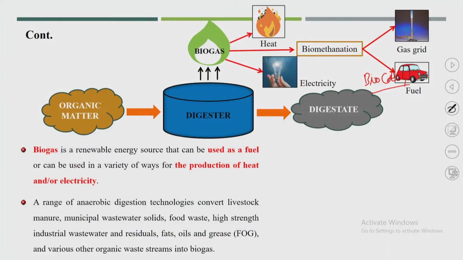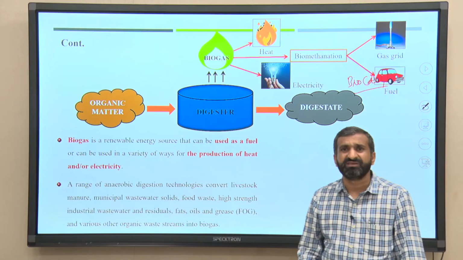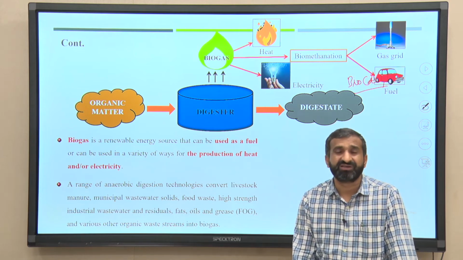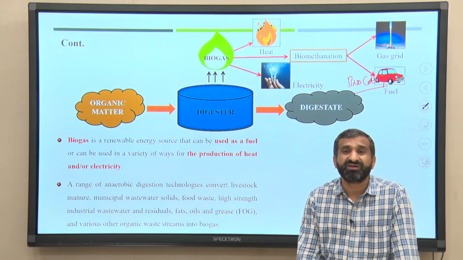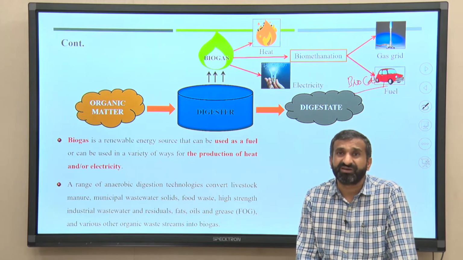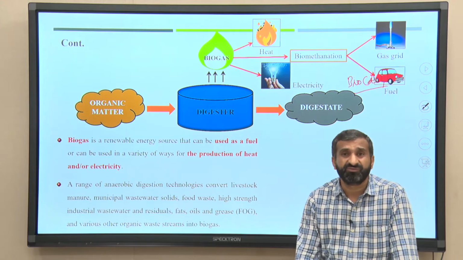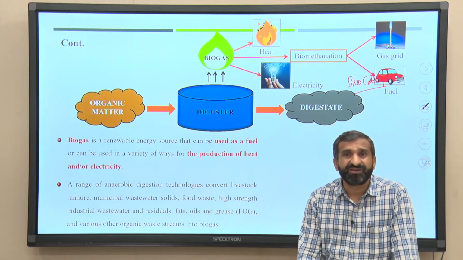A range of anaerobic digestion technologies convert livestock manure, municipal wastewater solids, food waste, high-strength industrial wastewater and residual fat, oil, grease and various organic waste streams into biogas. This anaerobic digestion process is very popular in wastewater treatment, not only for sewage treatment but also for industrial wastewater treatment. Why is it very popular?